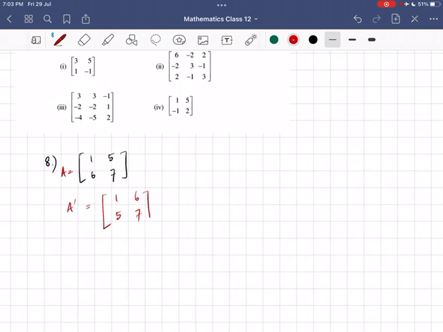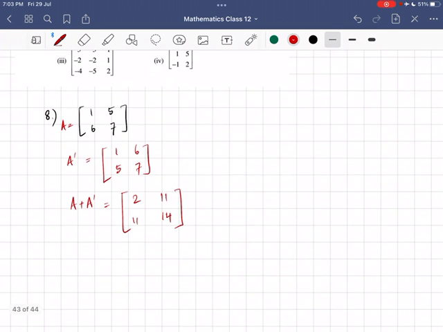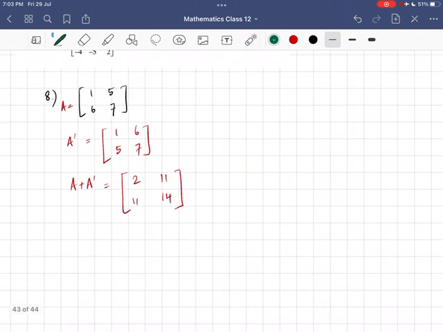Now we are doing A plus A transpose. So A plus A transpose gives us how much? I'm just adding those two. So 1 plus 1 gets us 2. 5 plus 6, 11. 6 plus 5, 11. And 7 plus 7, that is 14. So this is how we get A plus A transpose. Now in order to prove this one to be symmetric, we're going to take the transpose of this one. So A plus A transpose whole transpose.